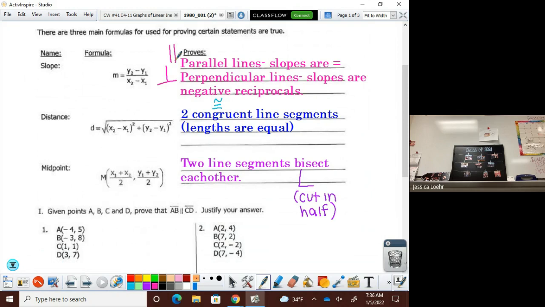So for number 1, it says, given points A, B, C, and D, prove that AB is parallel to CD. When they use that equal sign standing up, that means parallel. And when two lines are parallel, that means that the slopes are the same. So you have to prove that AB and CD have the same slope. For number 1 and number 2.